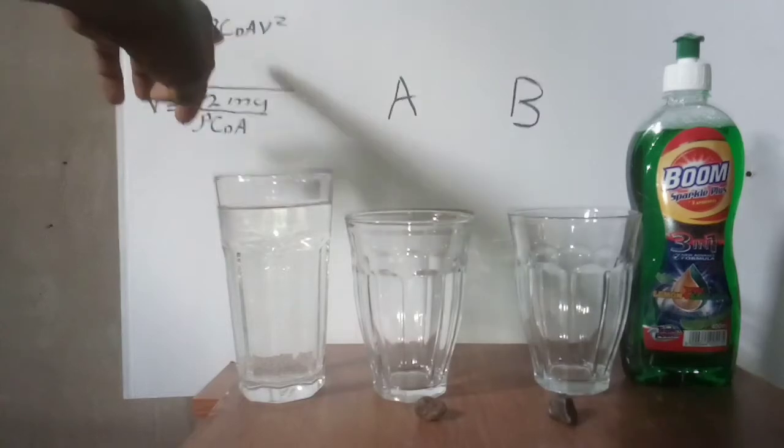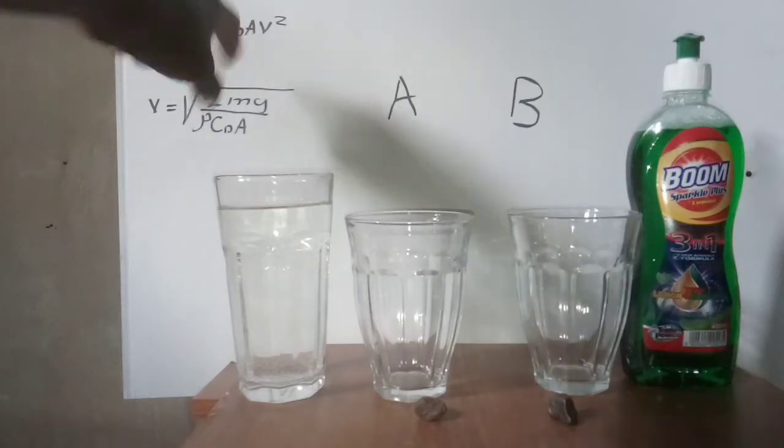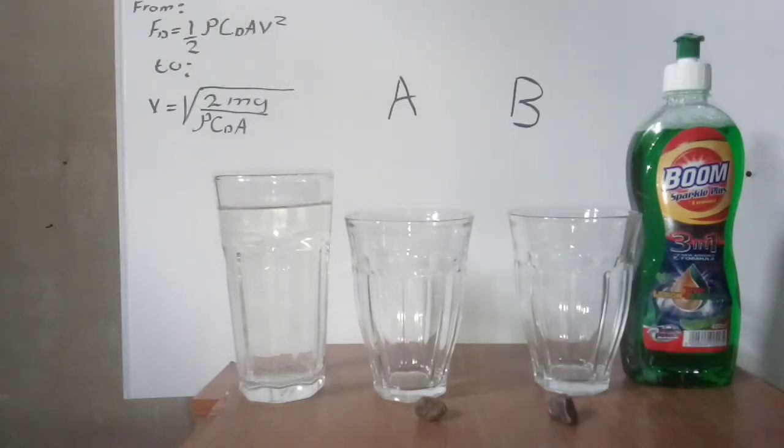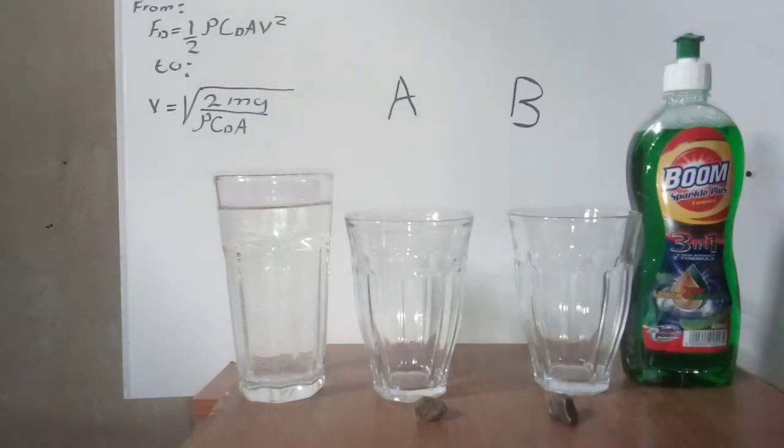Then the Cd that we have here is the drag coefficient. Each shape has its own drag coefficient. An irregular shape has its own drag coefficient. A sphere has its own drag coefficient. Then A is the surface area of the object that you're using. Then we have V squared, which is the speed. So you can manipulate that and make V the subject of the formula.